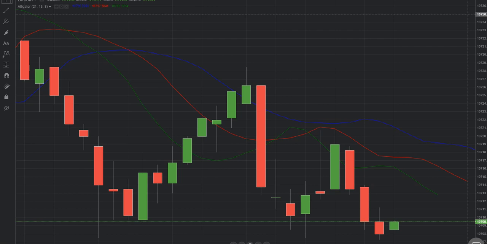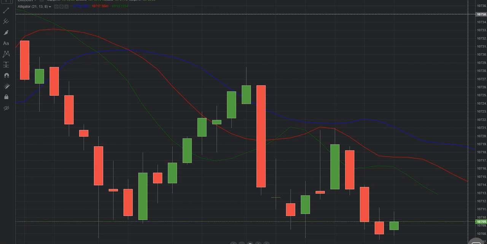Now, how to use the Alligator indicator in trading. There are three key pieces of information the indicator shows: the absence of a trend, the formation of a trend, and the direction of the trend. So let's discuss each of these and see how we can use them with the Alligator indicator.